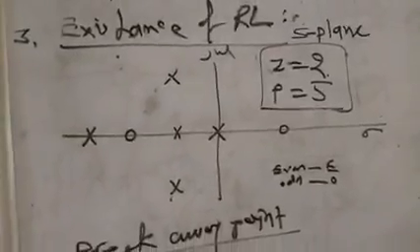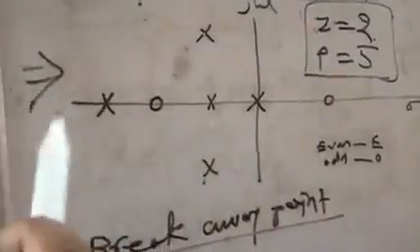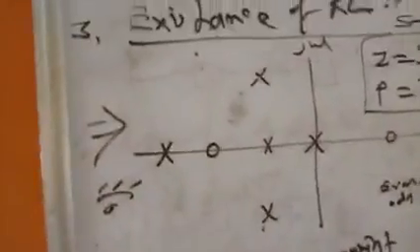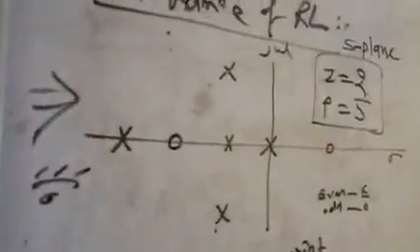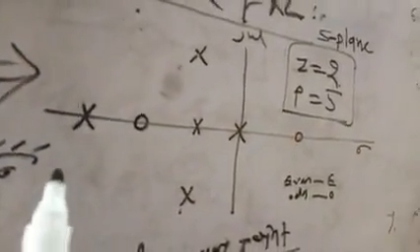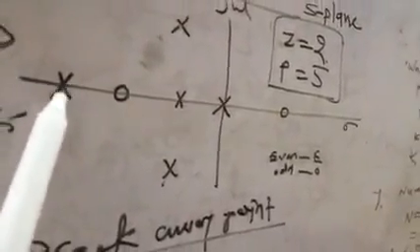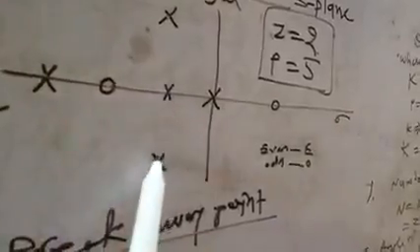So how do we determine the existence? See from the left-hand side, from left to right. Here there are a total of 7 poles and zeros: 1, 2, 3, 4, 5, 6, 7.